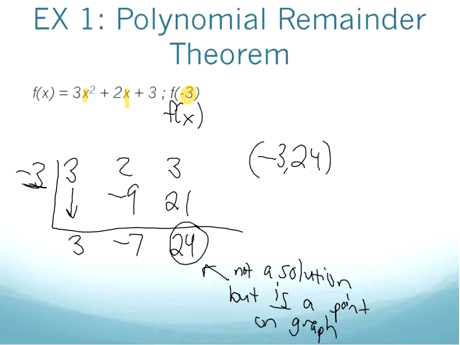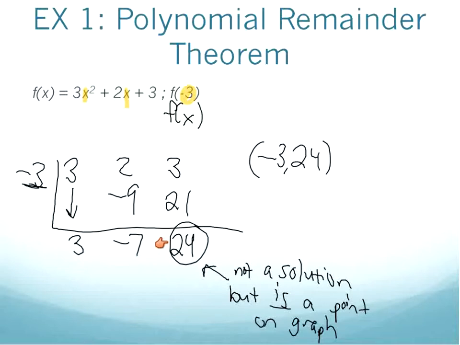So that goes back to our remainder theorem from last week. So if we ended with a 0 here, it was a solution. If there's no 0 there, then it's simply a point on my graph. So if I'm asking you to evaluate this function at -3, when you plug in -3, what was our remainder? 24. That's a test question.